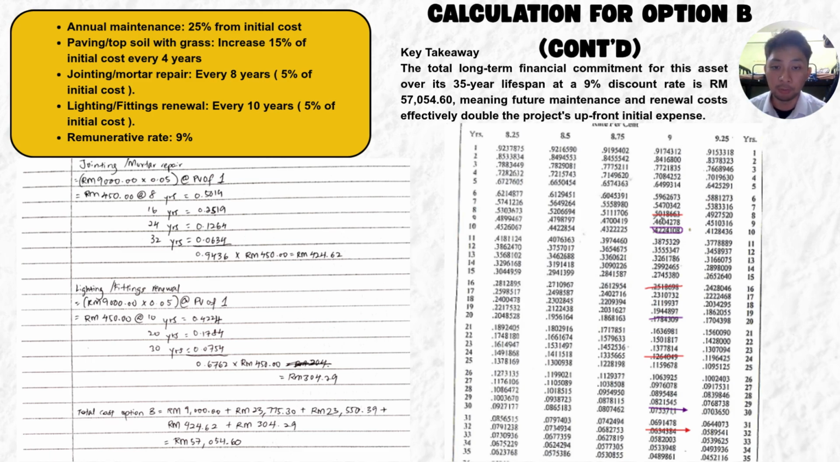For lighting and fitting renewal, the cost will be 5% from initial cost, so we get 450, and then we need to times PV of 1 for 10 years, 20 years, and 30 years. And the total amount of PV of 1 is 0.6762, and then we times it with 450, and we get 304.29 cents. After we finish calculating all the cost for option B, we need to total up. So the total cost for option B is RM 57,460 cents.